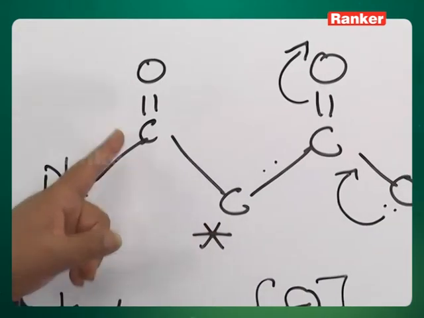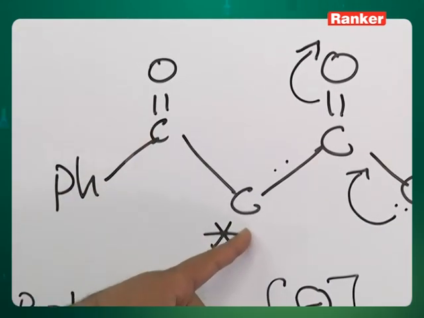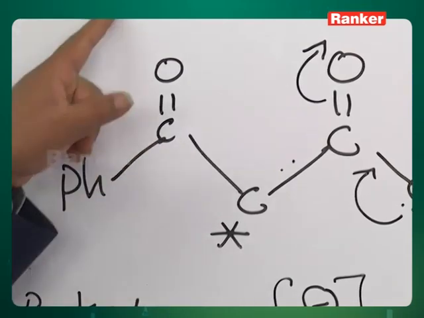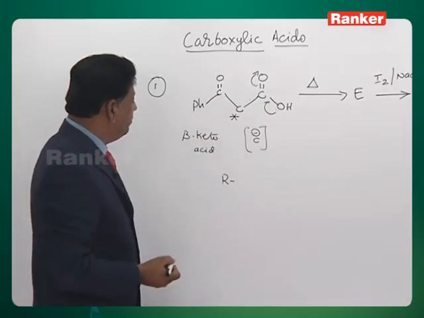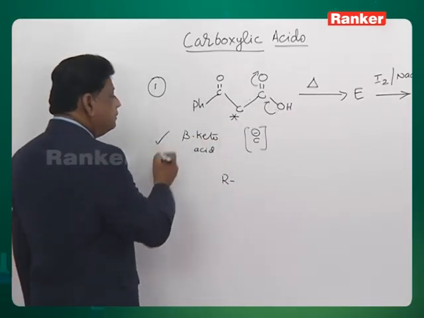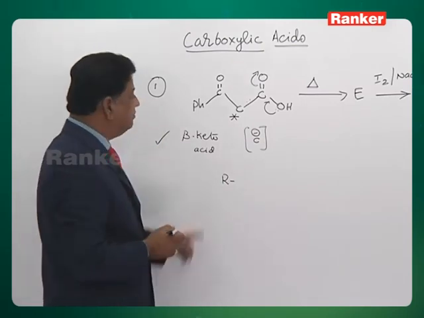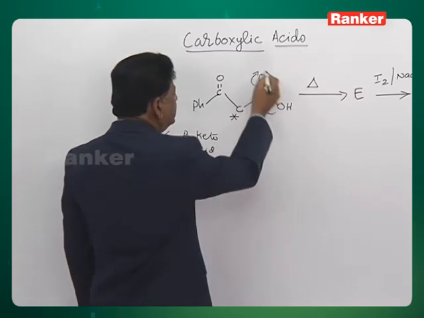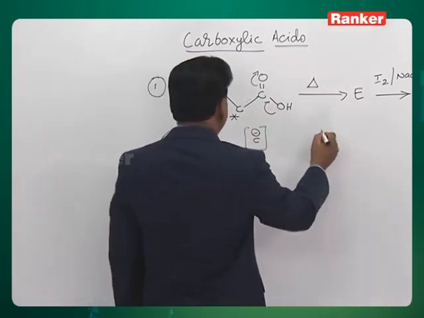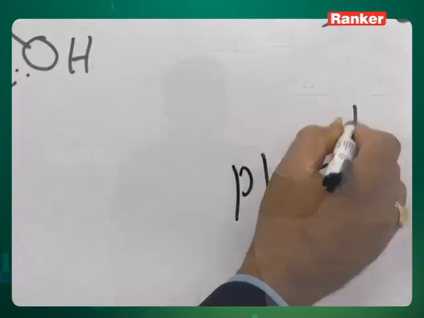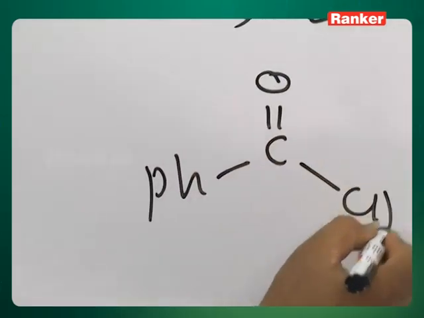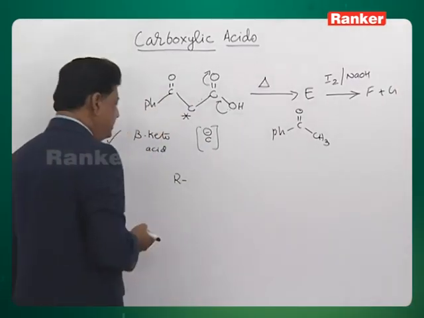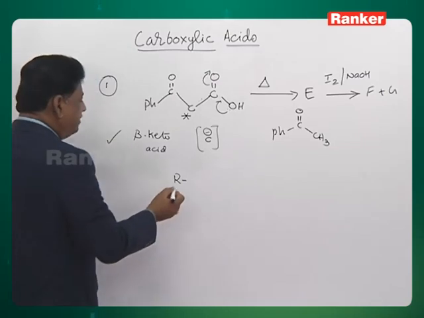Whereas if the keto is on the beta, if this becomes an anion, the anion will show resonance with this keto. So therefore beta keto acids have a special case of easy decarboxylation. That's why only on heating CO2 will be lost. The E will be the phenyl with C double bond O and the CH3. The formation of this can also be explained in another way.